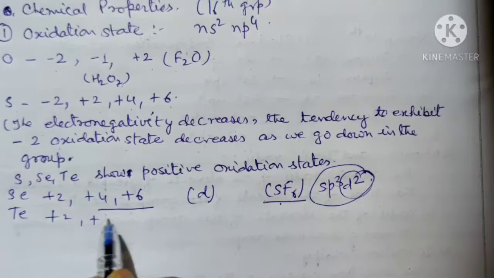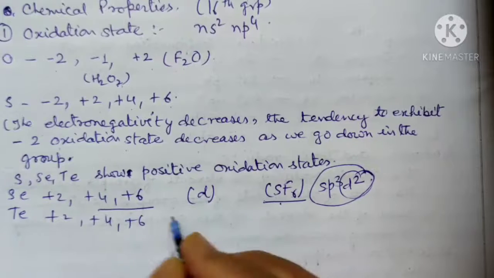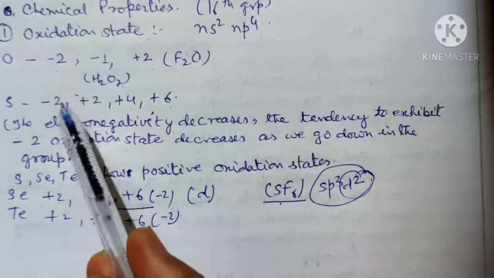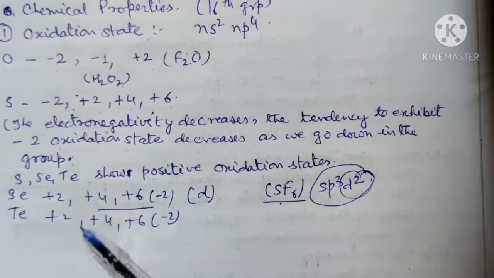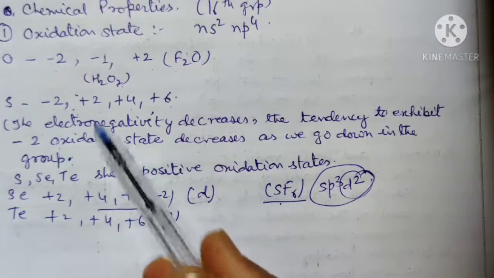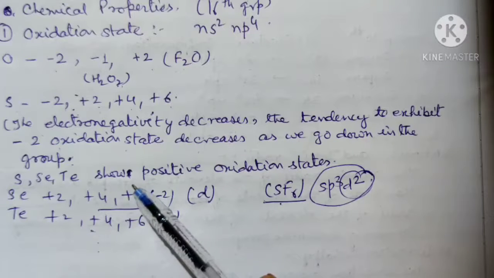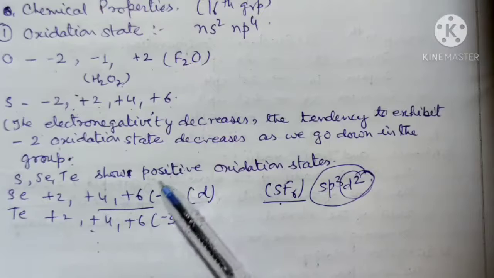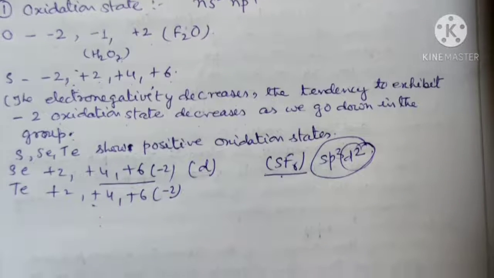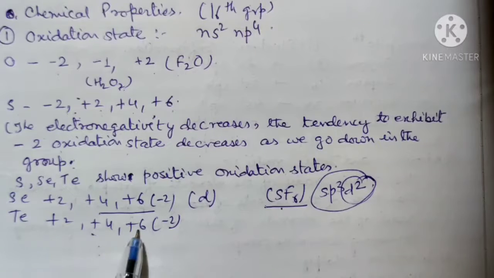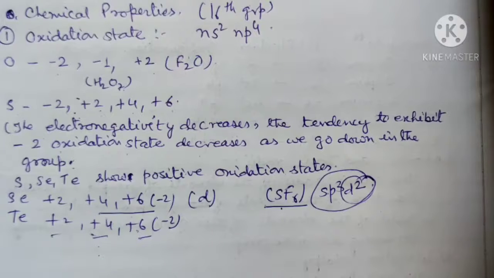They show +2, +4 and +6 with -2 also. But the stability, or the formation tendency, of the -2 oxidation state decreases down the group due to the decrease in electronegativity of the element. Because of decreased electronegativity, they have less tendency to gain electrons, but they can form compounds when they combine with more electronegative elements like oxygen and fluorine. They will show +2, +4 and +6 oxidation states also.